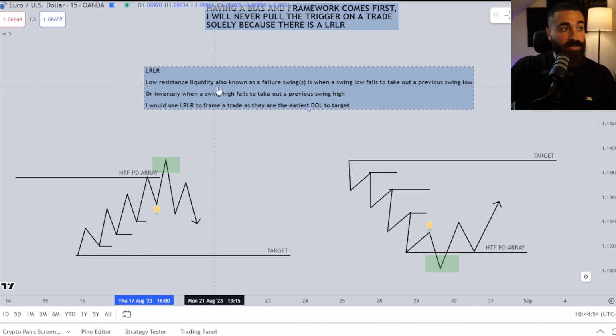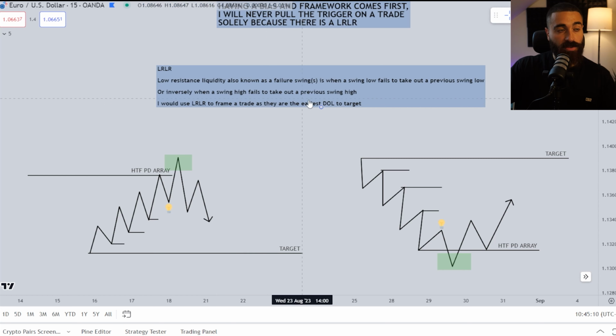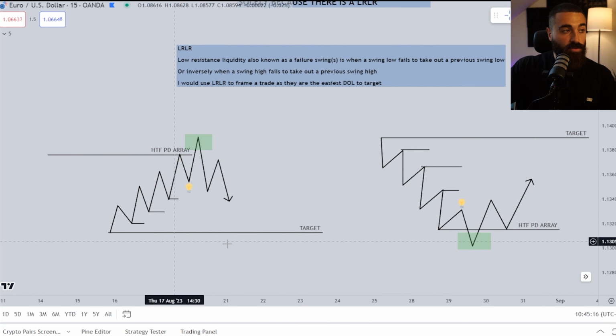Now let's get into what is a low resistance liquidity run and how it could help us in our trading. It is also known as a failure swing. It's when a swing low fails to take out a previous swing low, or when a swing high fails to take out a previous swing high. A low resistance liquidity run could be used to frame a trade around it.